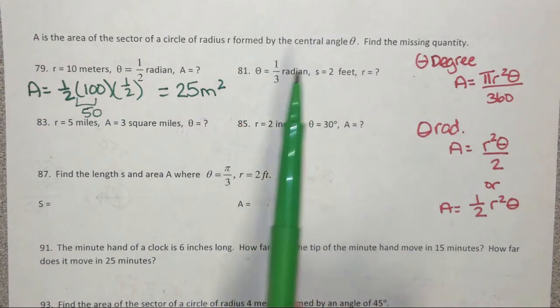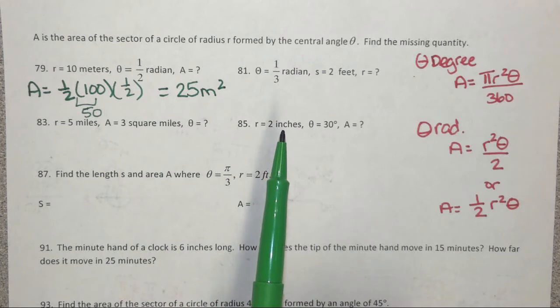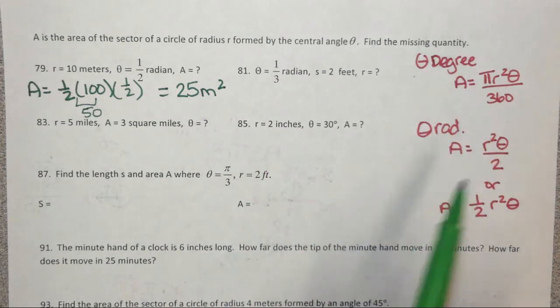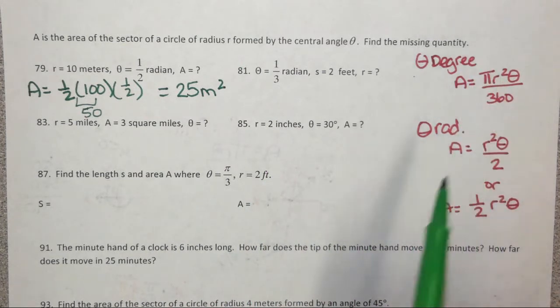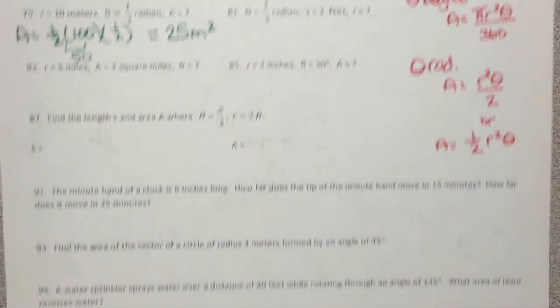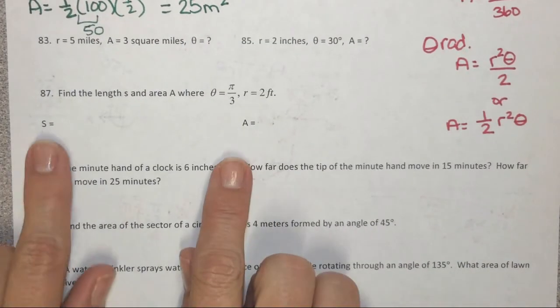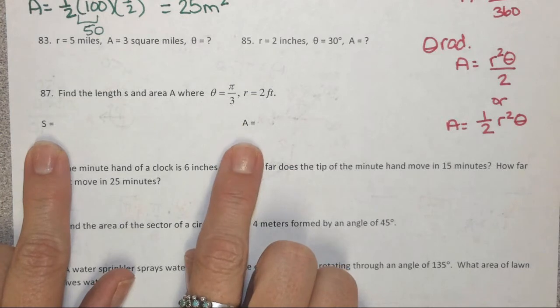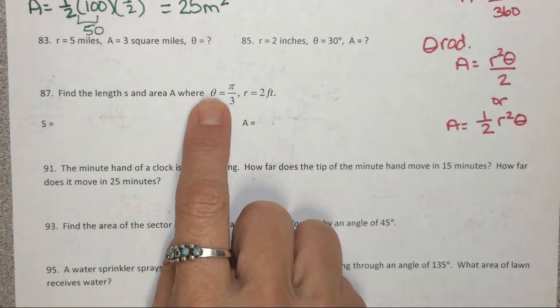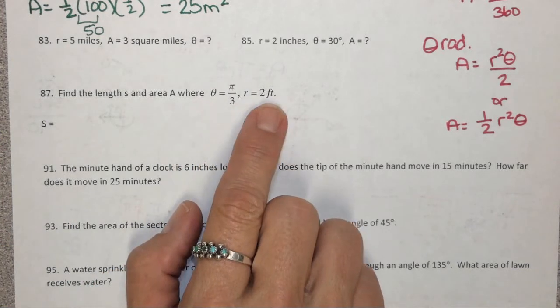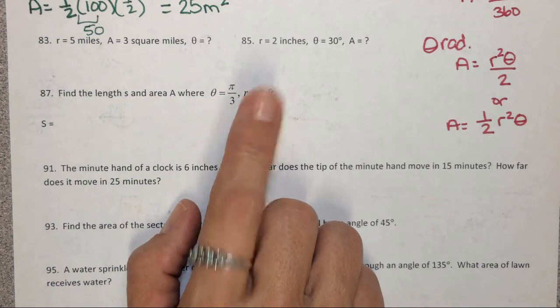You're going to do the same thing for 81, 83, 85. Just pay attention to which formula you should use. And if you get stuck on one of these, you can ask about it in class tomorrow. On 87, they're asking you to find the arc length and the area. They give me theta as pi over 3, and they give me the radius as 2.